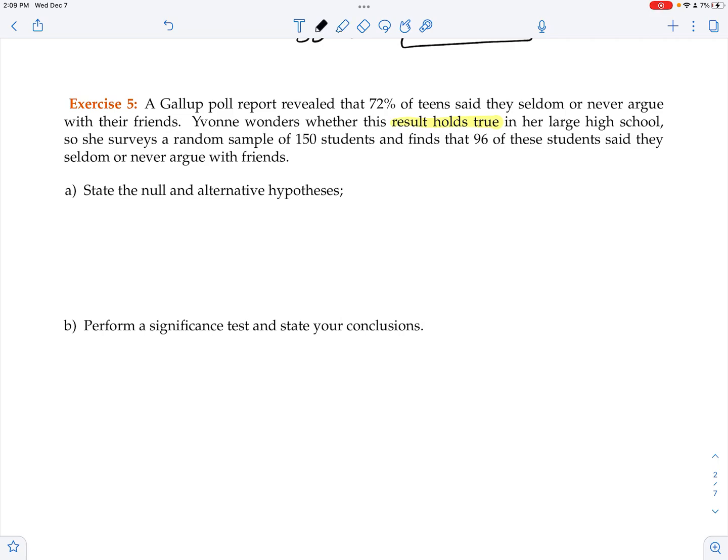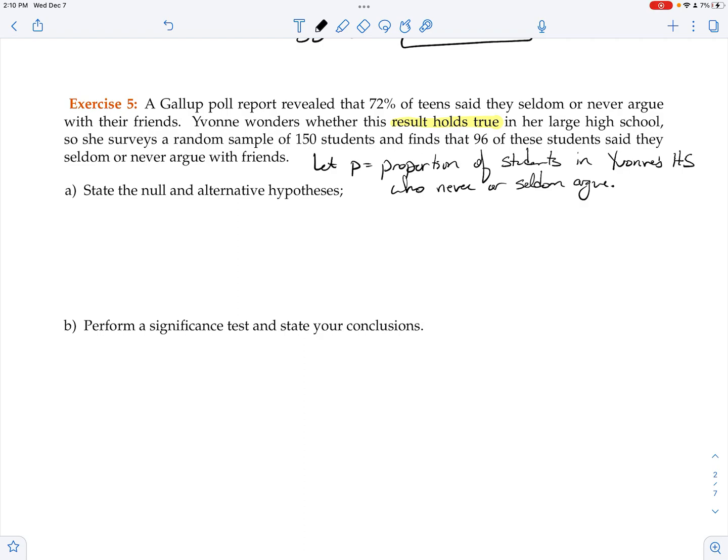So let's go ahead and label a few things. Let p equal the proportion of students in Yanni's high school who never or seldom argue. So we're looking at her specific high school. That's the unknown. That's what we want to study.